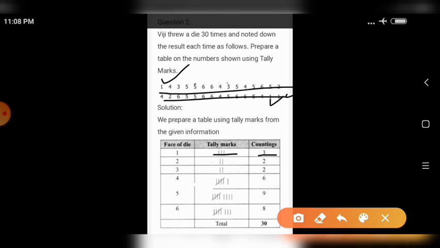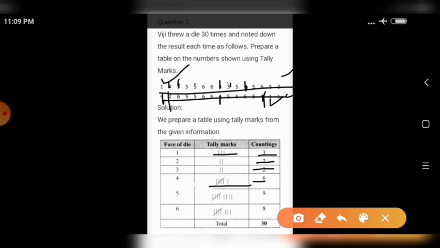And then 2, how many times? Here 1 time, 2 times, only 2 times. And then 3, how many times? 1 time, 2 times, only 2 times. 3 also only 2 times. Next 4. Where is 4? Here 1 time, 2 times, 3 times, 4 times, 5 times, and 6 times. This is 6. And then you have to make a tally mark.